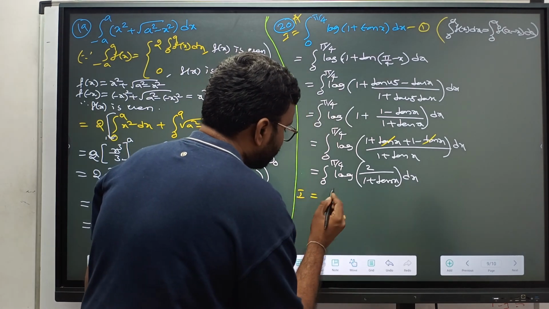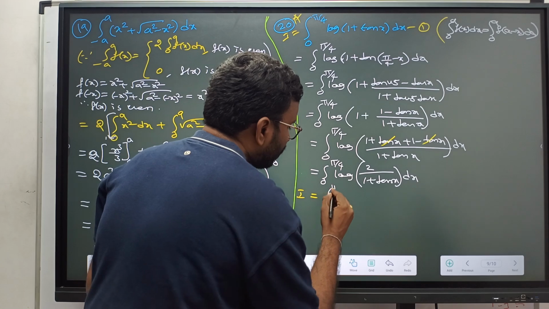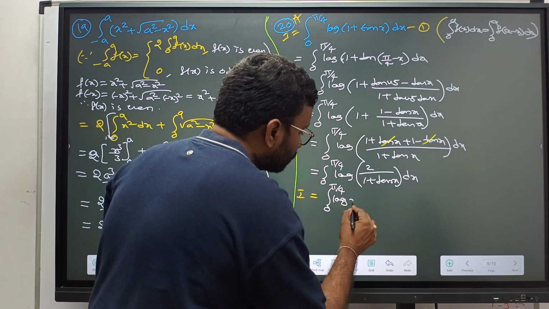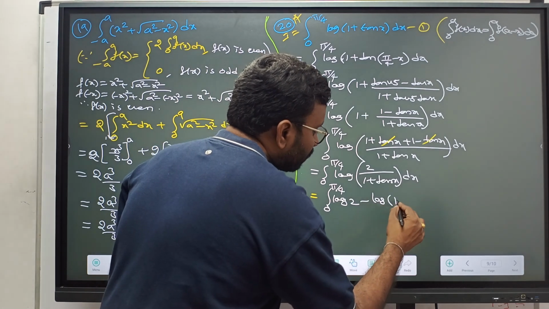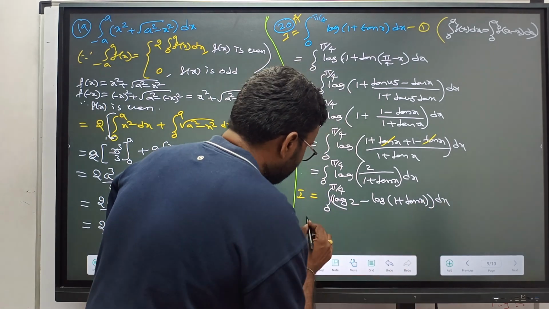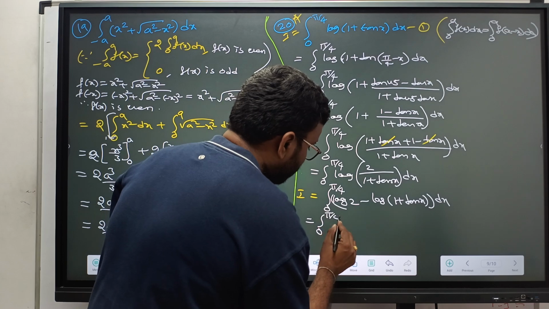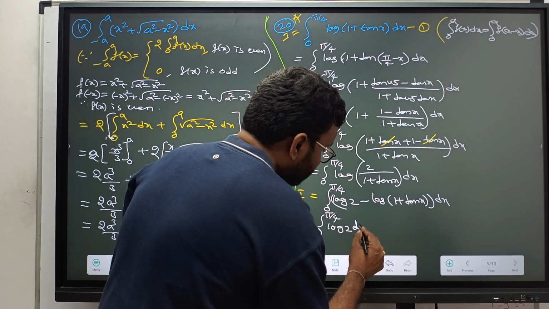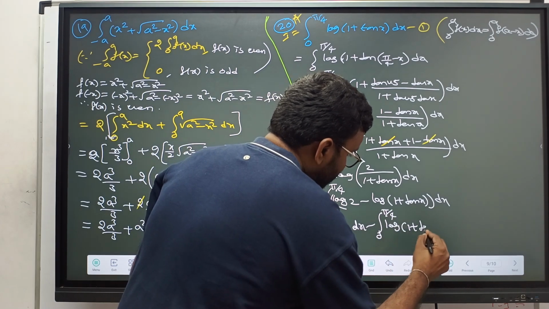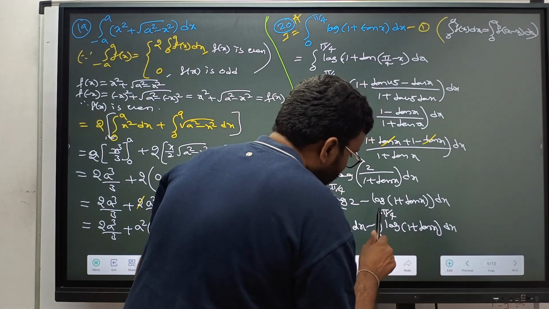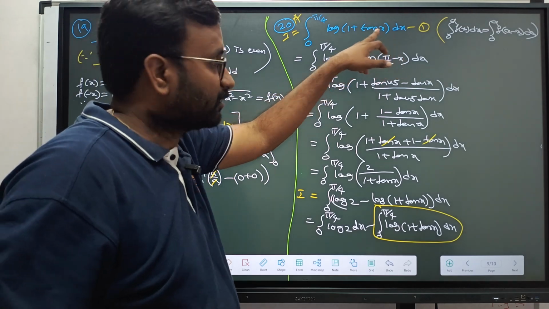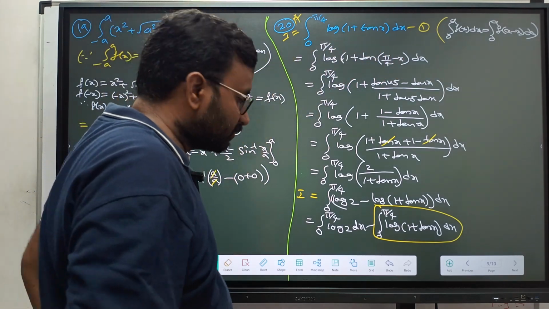So I is equal to integral 0 to pi by 4. This is the log a by b formula, log a minus log b. Log a means log 2, right? Minus log b means log of 1 plus tan x, right? Now apply integration separately, which is equal to integral 0 to pi by 4 log 2 dx minus integral 0 to pi by 4 log of 1 plus tan x into dx, which is the question given. Integral 0 to pi by 4 log of 1 plus tan x dx. What did we take there? I. So we can write here I.